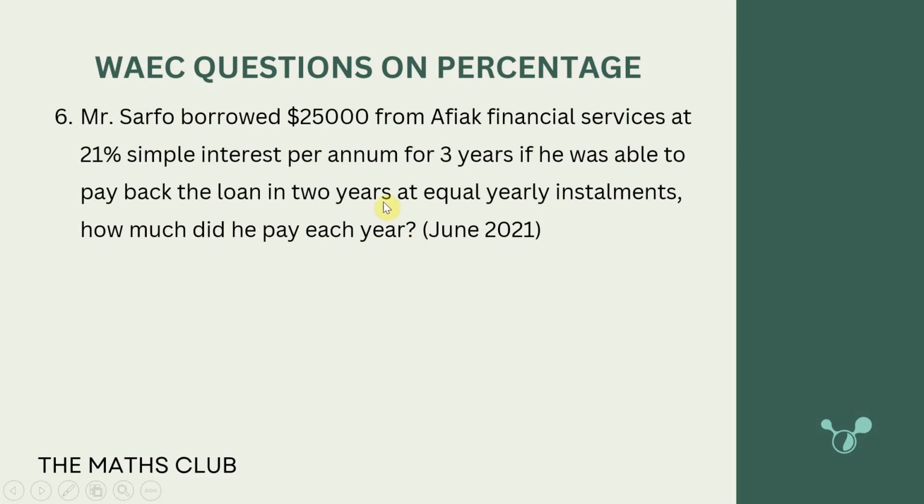Great. Next question says that Mr. Safo borrowed $25,000 from Afiak Financial Services at 21% simple interest per annum for 3 years. He was able to pay back the loan in 2 years at equal yearly installments. How much did he pay each year? I want you to pause the video and try this out yourself.